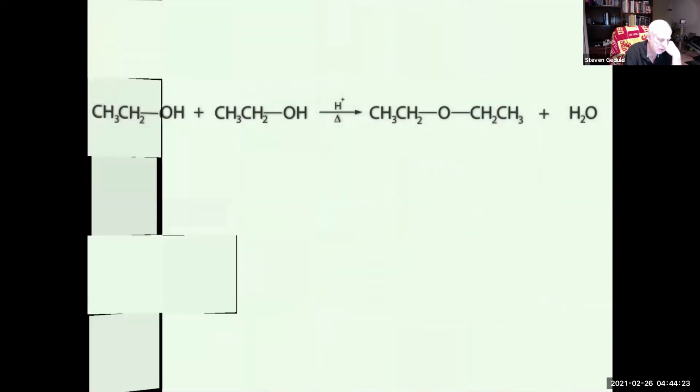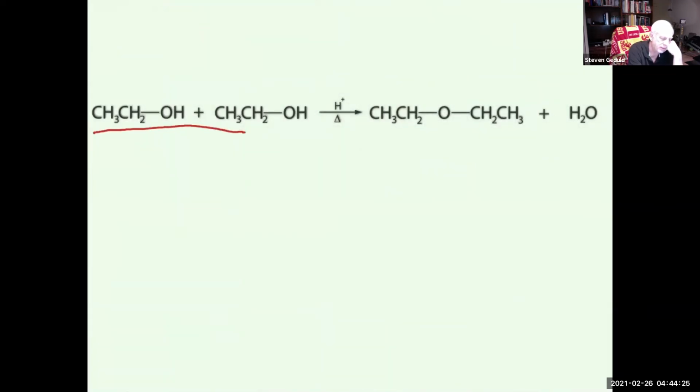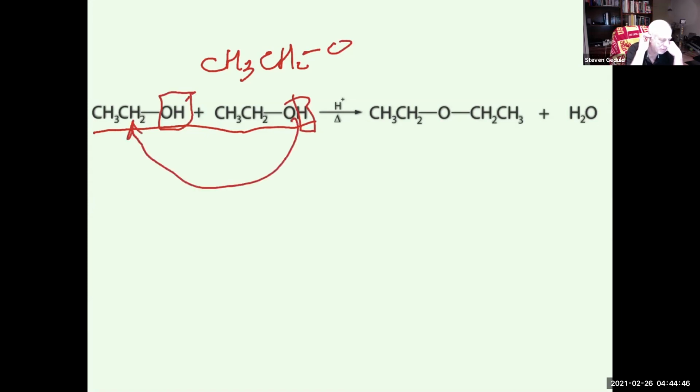Okay, so ethanol. Ethanol combines with itself. Again, we have CH3, CH2, OH. Okay, we drop the OH from one. We drop the H from the other. That gives you water when those combine. And then this combines with this, right where that bond was. So O, CH2, CH3. So ethoxyethane.